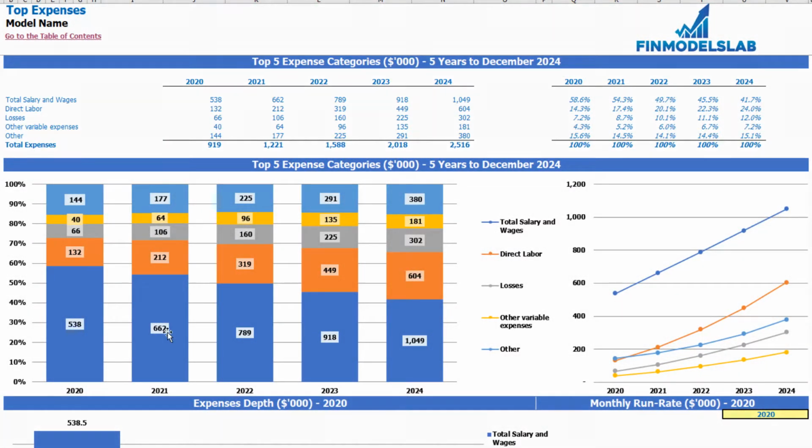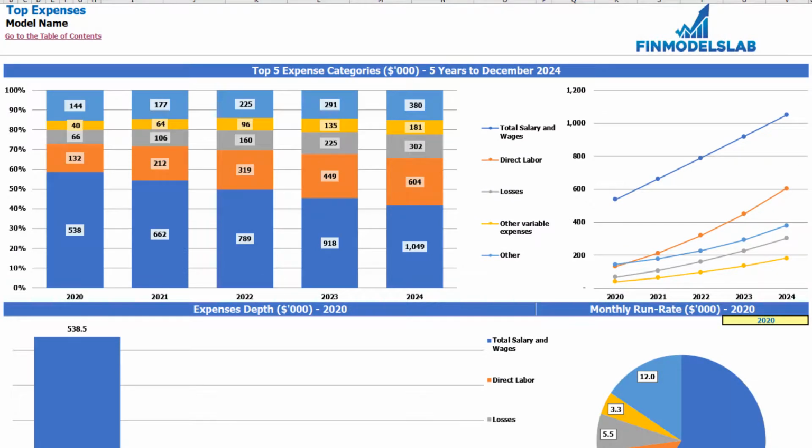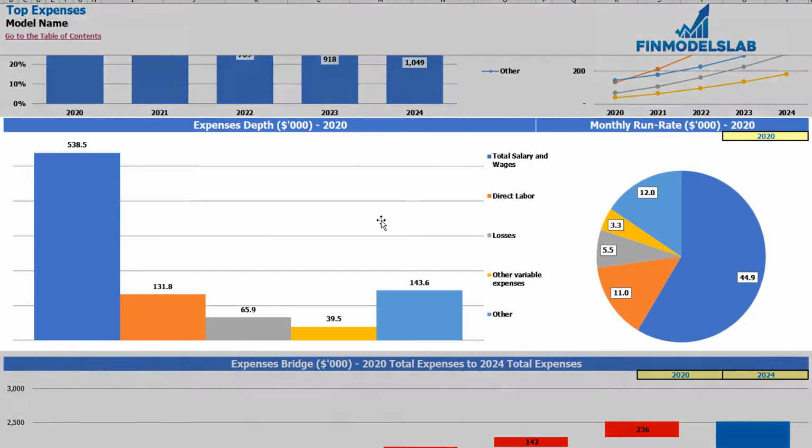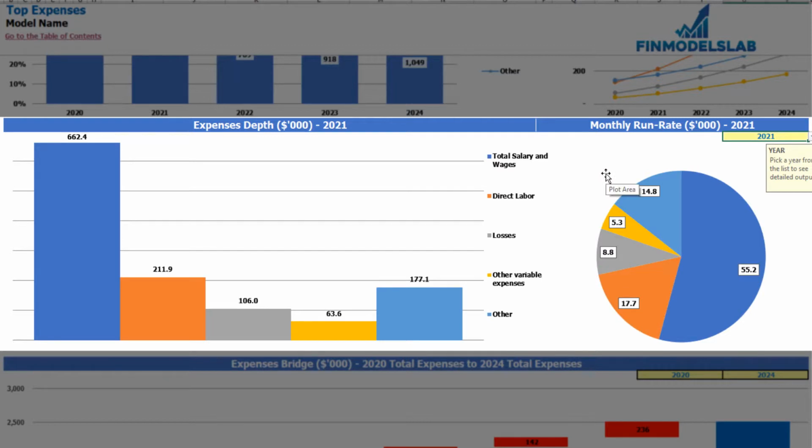The same information you may see on the charts below, where you may find the percentage breakdown and the absolute values breakdown. On the couple of charts below you may find expenses depth and monthly run rate for the selected year. You are able to change this year, and you may see the absolute values and percentage breakdown on the pie chart.